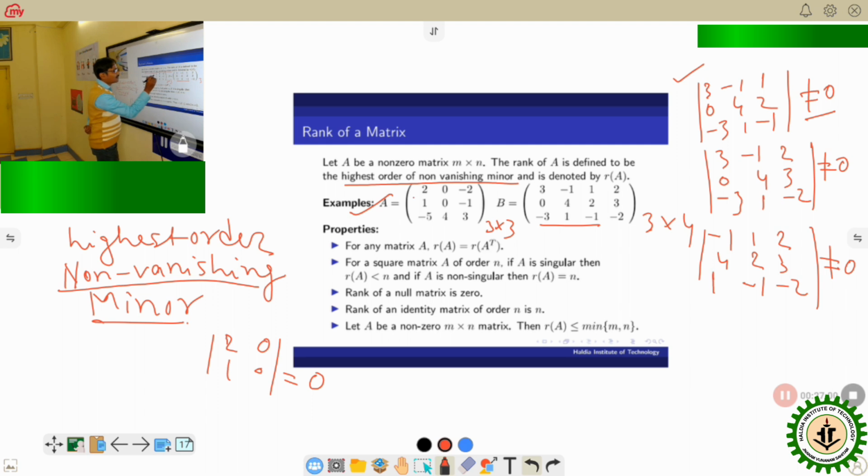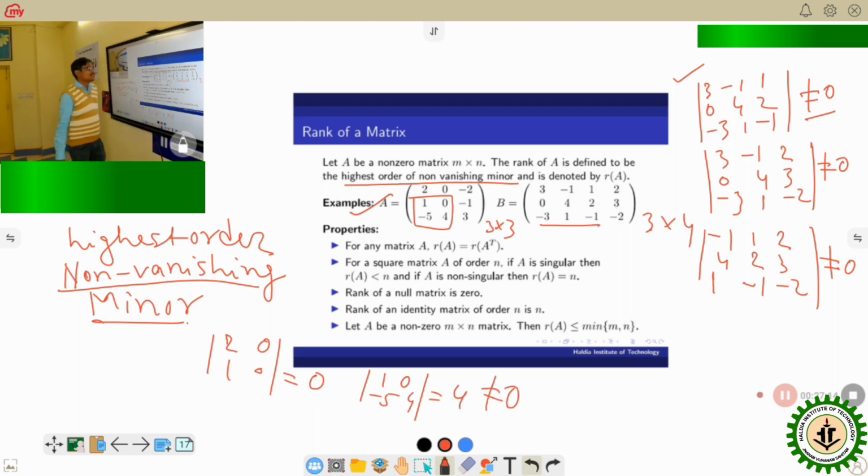So take another 2 cross 2 minor, and here you can check the determinant is 4. In this case 1 0 minus 5 4, that equals 4, which is non-zero. That means the rank of this matrix is 2, provided we assume that the highest order 3 cross 3 determinant is 0. Okay. So these are the basic properties of the rank of the matrix.